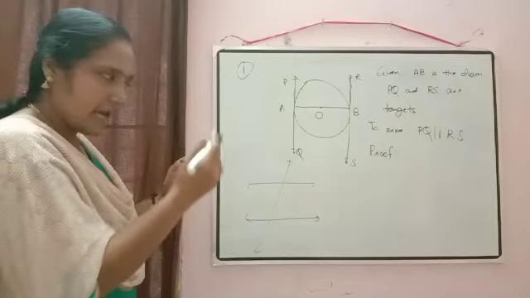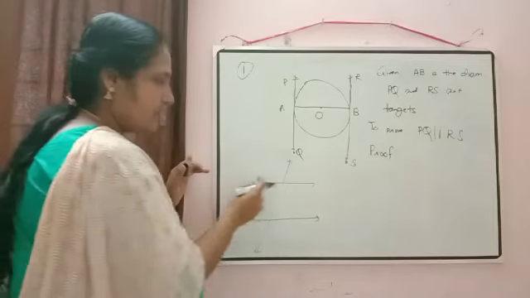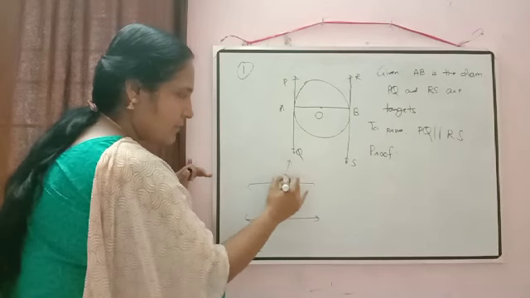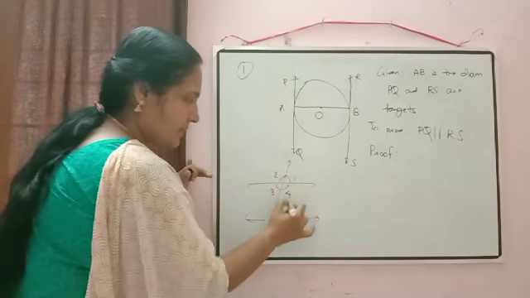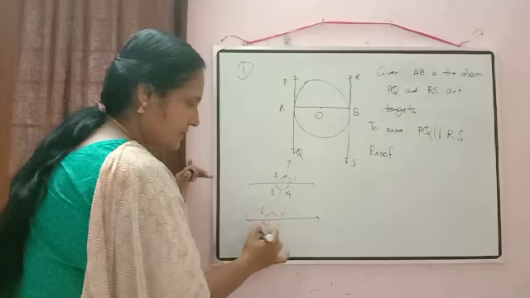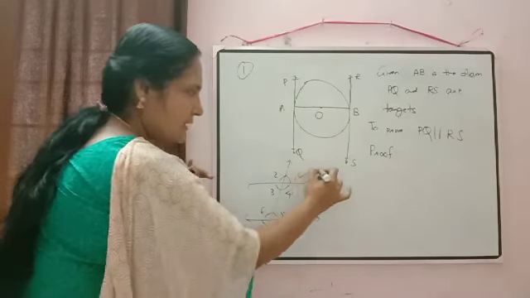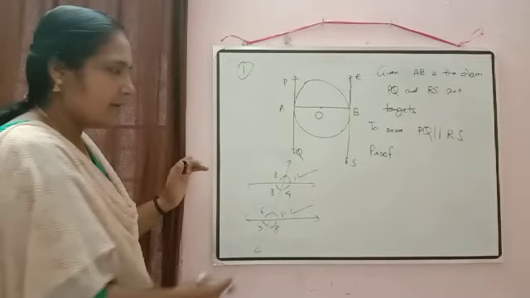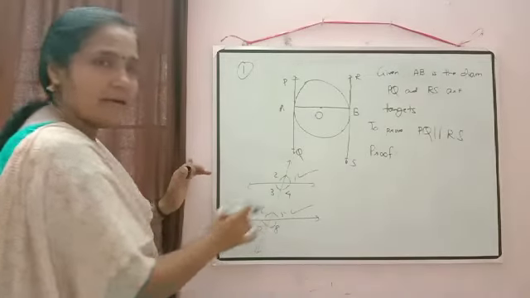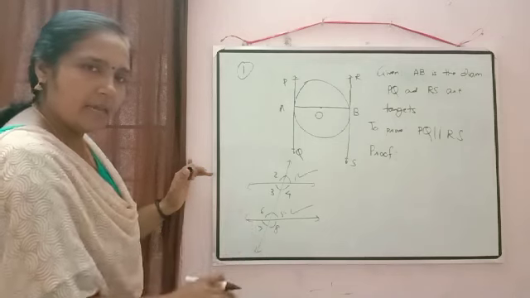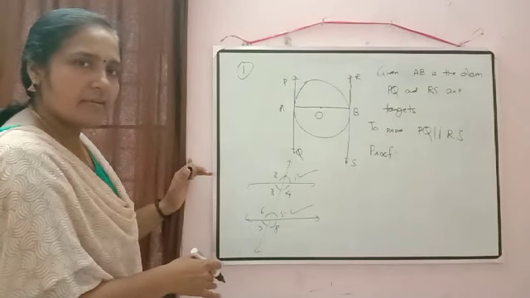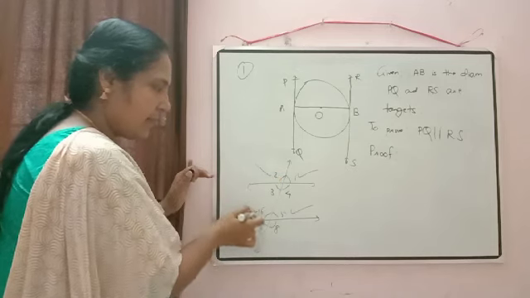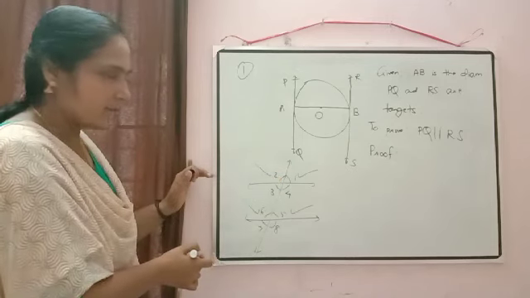Corresponding angle means the angle in the same position. Here are the two parallel lines. If I write the angles like this, 1, 2, 3, 4, 5, 6, 7, 8: angle 1 is at the top right hand side, angle 5 is at the top right hand side. So these two angles are called corresponding angles. Similarly, the other pair of corresponding angles: angle 2 in the left top and angle 6.